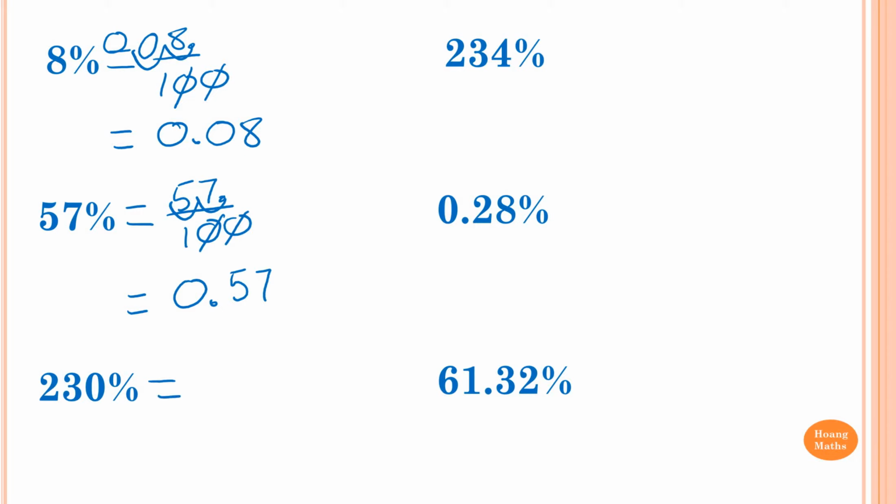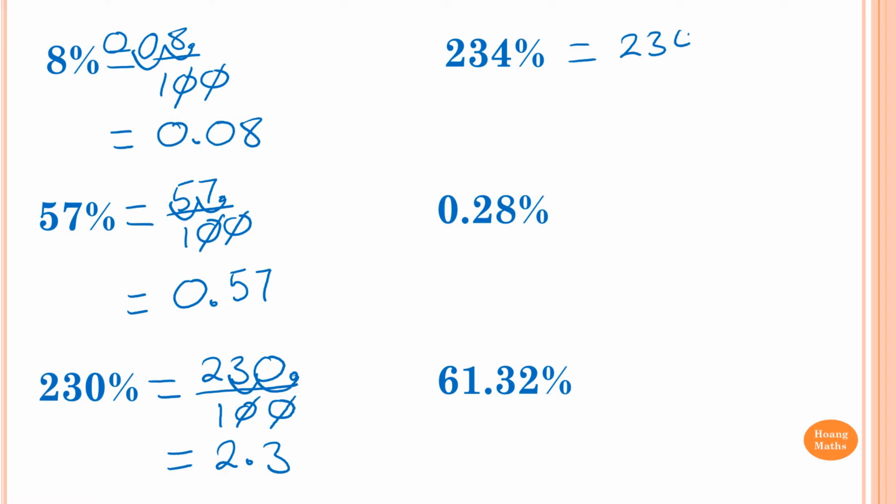230%, it means 230 all over 100. So no decimal point, it means right at the back here. You move 1, you cancel this. You move another 1, you cancel this. So 2.3 or 2.30, doesn't matter. 234%, it means 234 per 100. So you move the decimal point right at the back here, you move 1, cancel this, you move another 1, you cancel this. So this gives me 2.34.